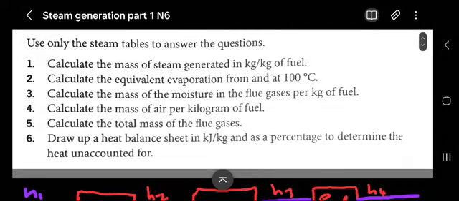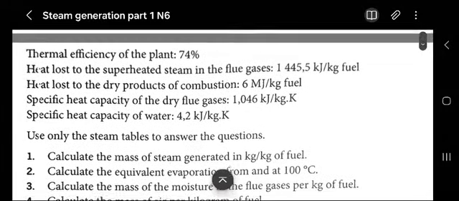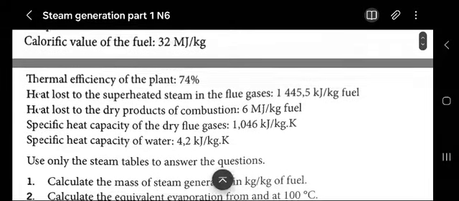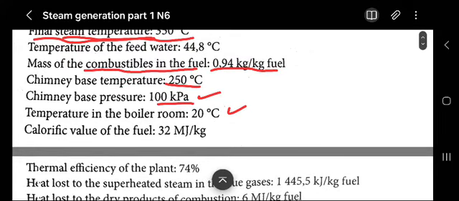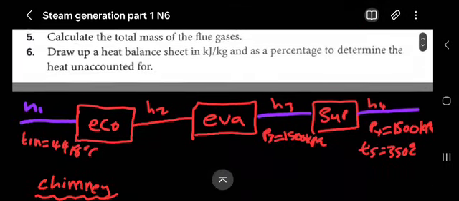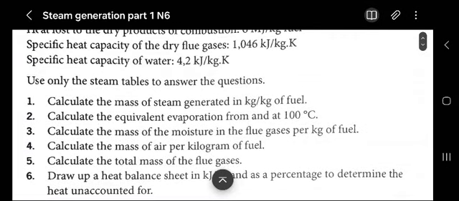All right, then that is what we have. Or it's a pressure, that one. It's 100. The pressure at the chimney base can be PA. It's equal to 100 kilopascal here. This is what we have.